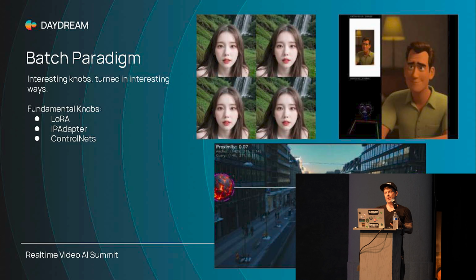IP adapter. IP literally stands for image prompt, so you can use an image as a prompt, and the output will assume the sort of style of that reference image. And then control nets are additional neural networks that accept conditioning like depth maps, poses, whatever, and can influence the output from the primary model.